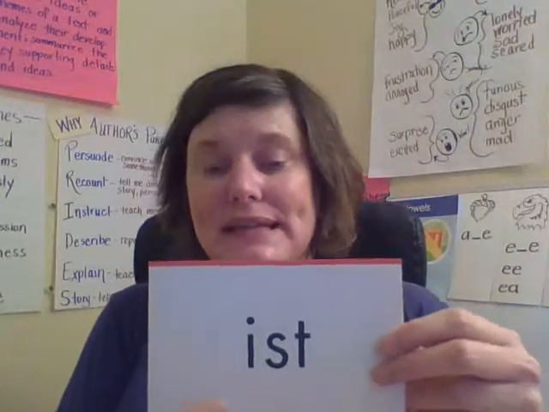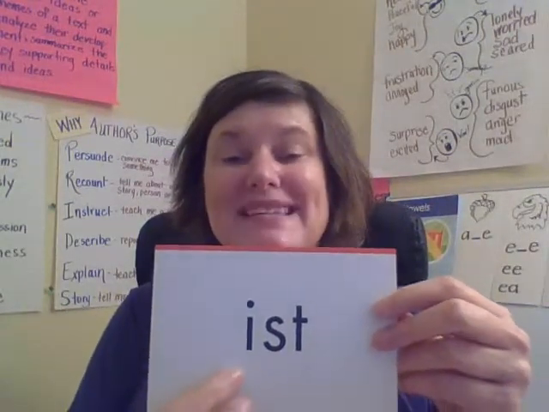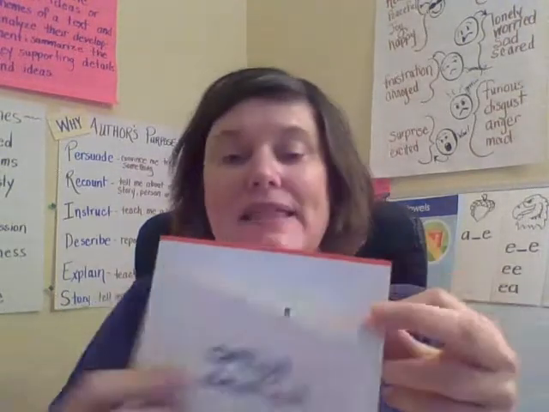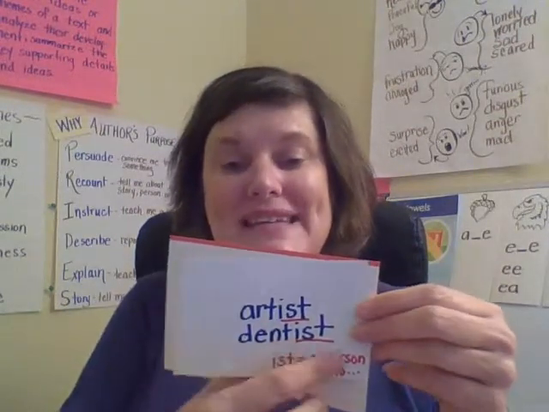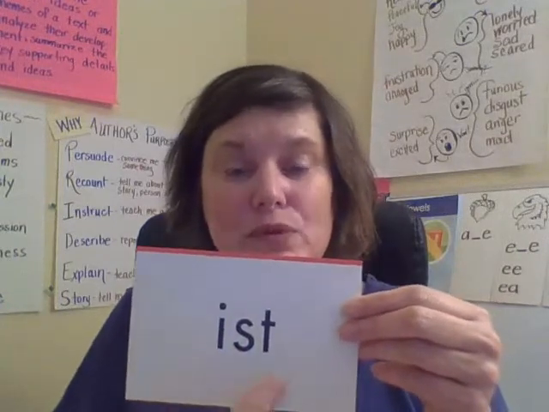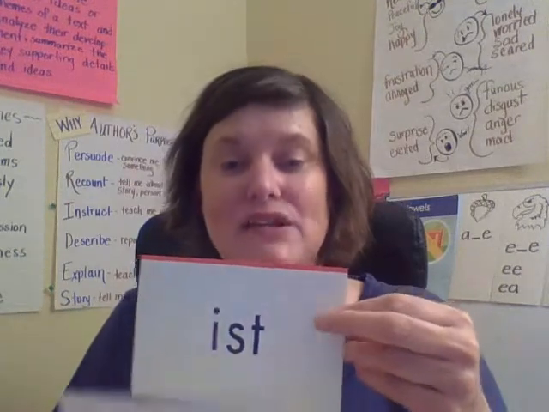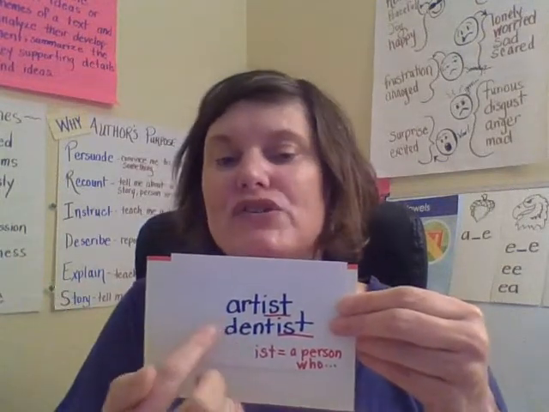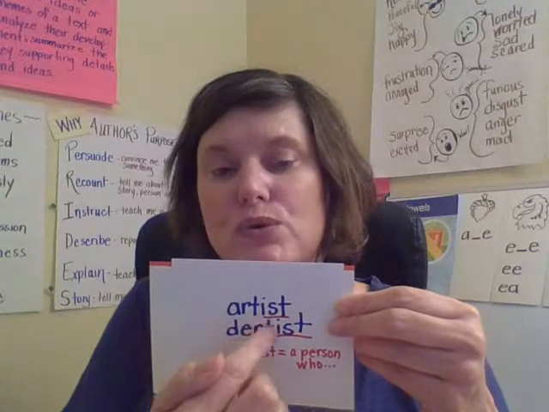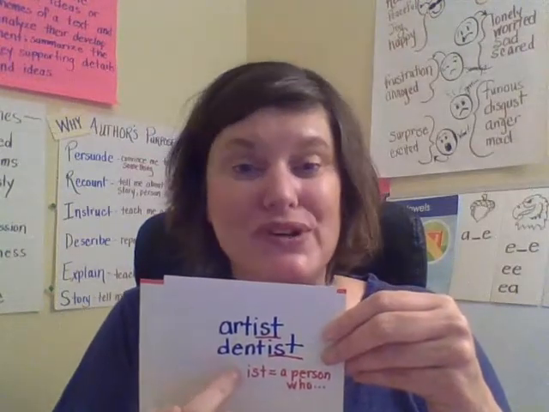Okay, the other sight syllable I want to introduce you to is ist. Ist, like at the end of artist and dentist. Now, ist is a morphemic unit because it carries meaning with it. So when you see ist on a word, it means a person who or someone who. So like an artist, it is someone who does art or a person who does art. Each of you are an artist because you do art in Mrs. Ottinger's art class. Or in dentist, a person who works on teeth.